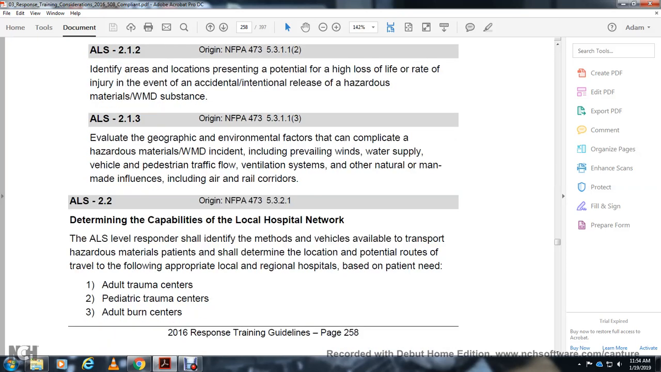rail corridors. Determine the commitment of the local hospital network, the advanced life support level of response, and the best vehicle to transport hazardous material patients. Determine the location and potential routes of travel, following appropriate local regional hospitals based on patient need.